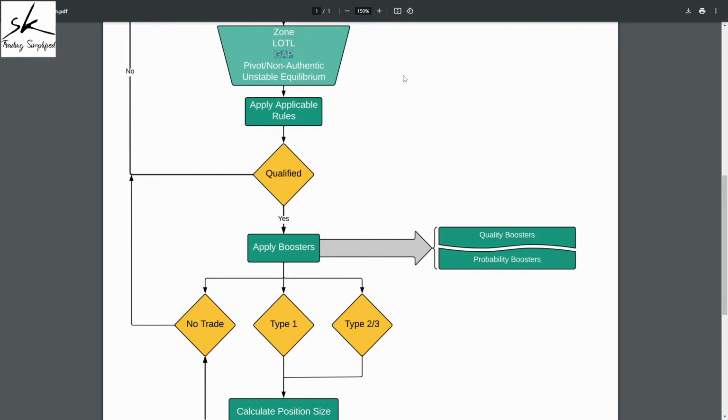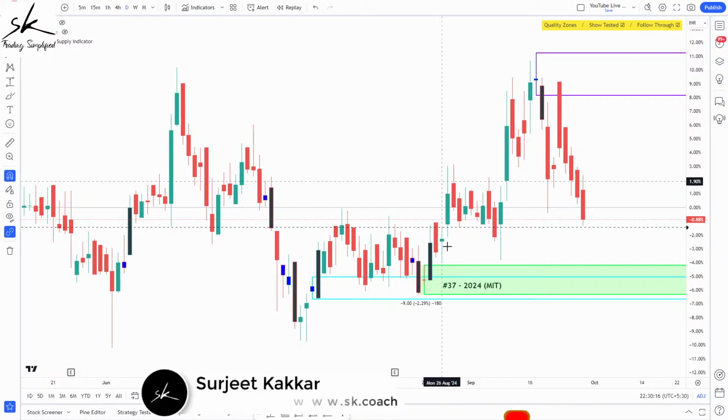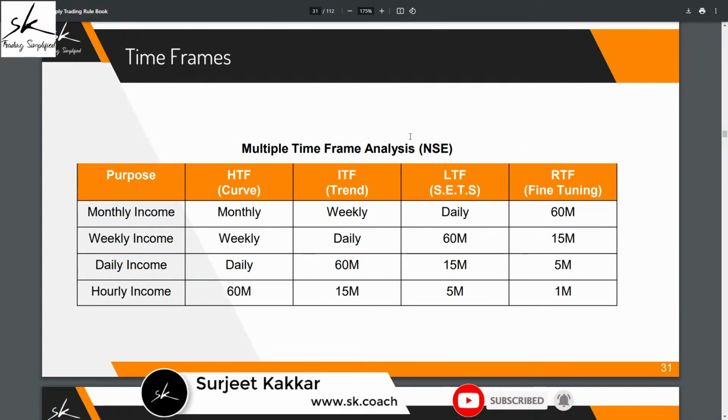Now, this zone has nothing to do with a gap. It is definitely a drop based rally structure, which we call a pivot or a non authentic zone. The fact is, you can even look at the chart that this zone was formed as a test of a previous zone, which we call a non authentic zone. It is a non authentic zone, but we don't have to apply the rules of pivot and non authenticity.